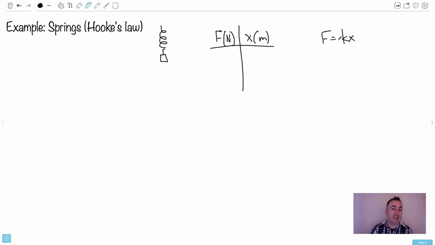It's technically got a negative. It tells you about the force is in opposite direction to the extension. I'm going to ignore the negative for right now. I'm just going to say F is kx. Now keep in mind then of what this means.